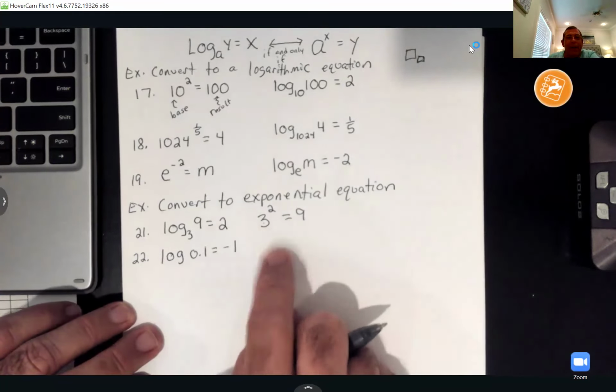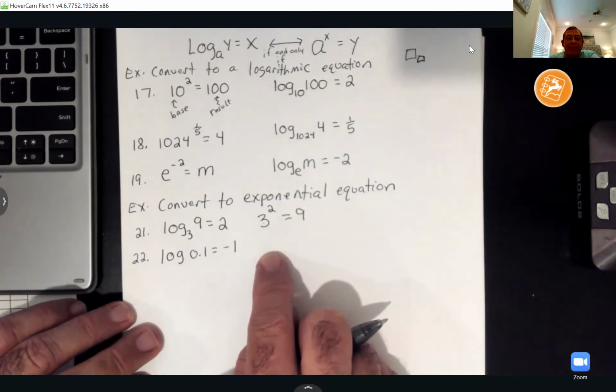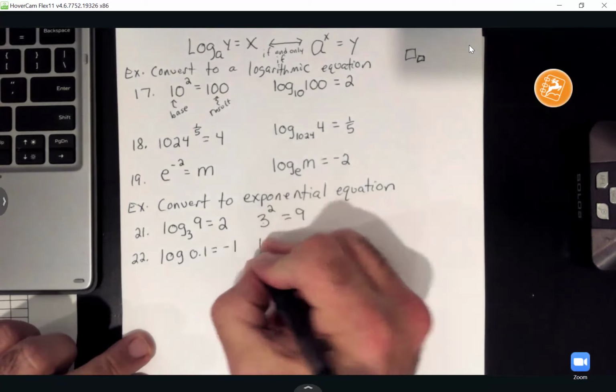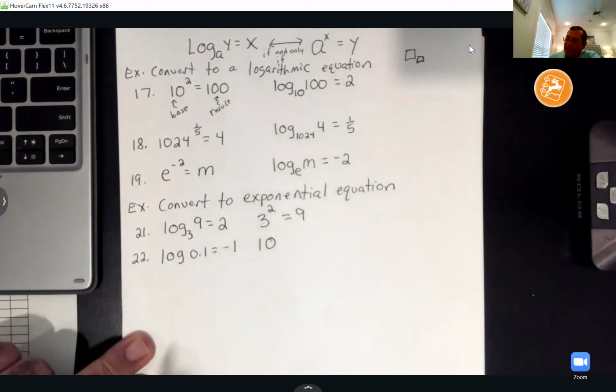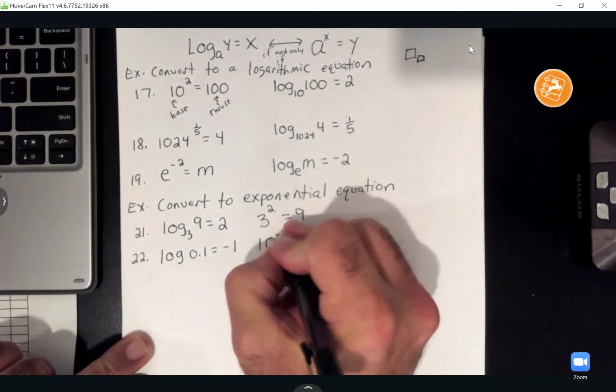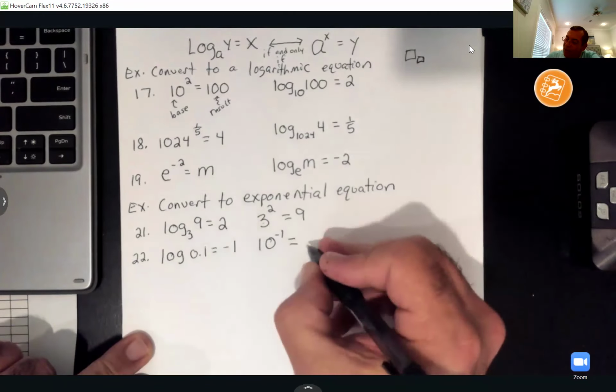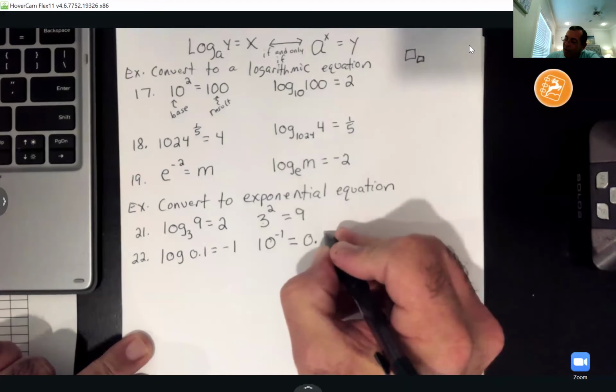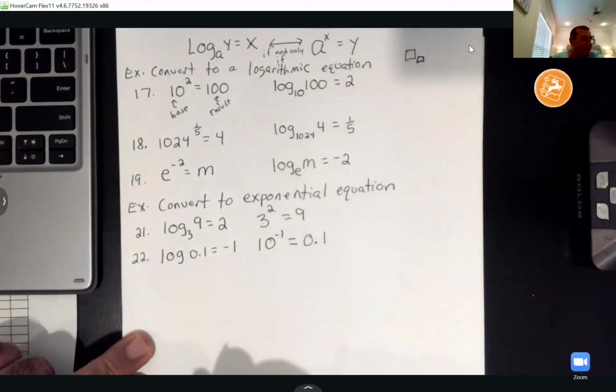But I'm wondering what y'all are putting over here. What in the world is your base? 10. Good job. No base, automatically a 10. Exponent? -1. All right, you're on 10 to the -1 equals 0.1. Okay.